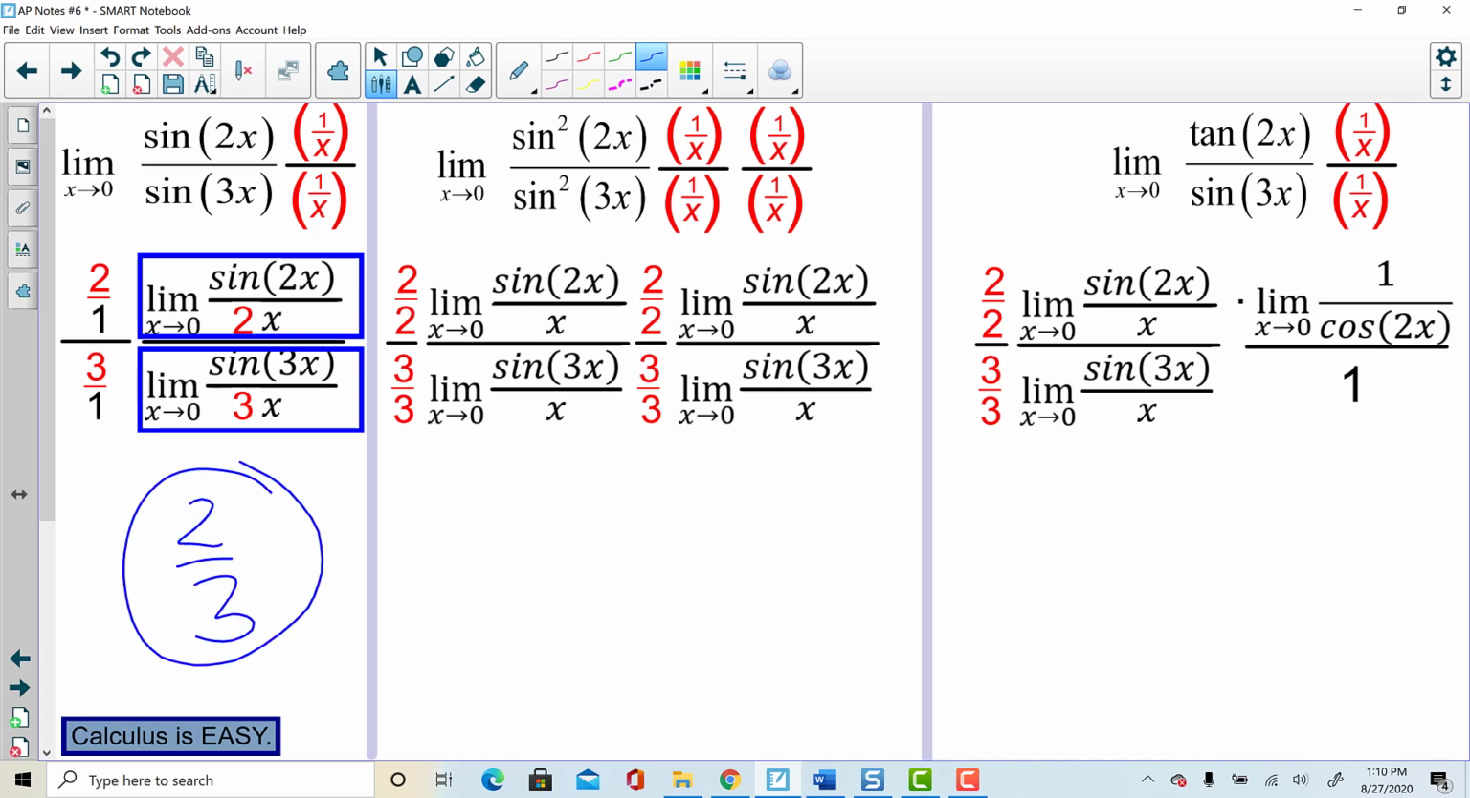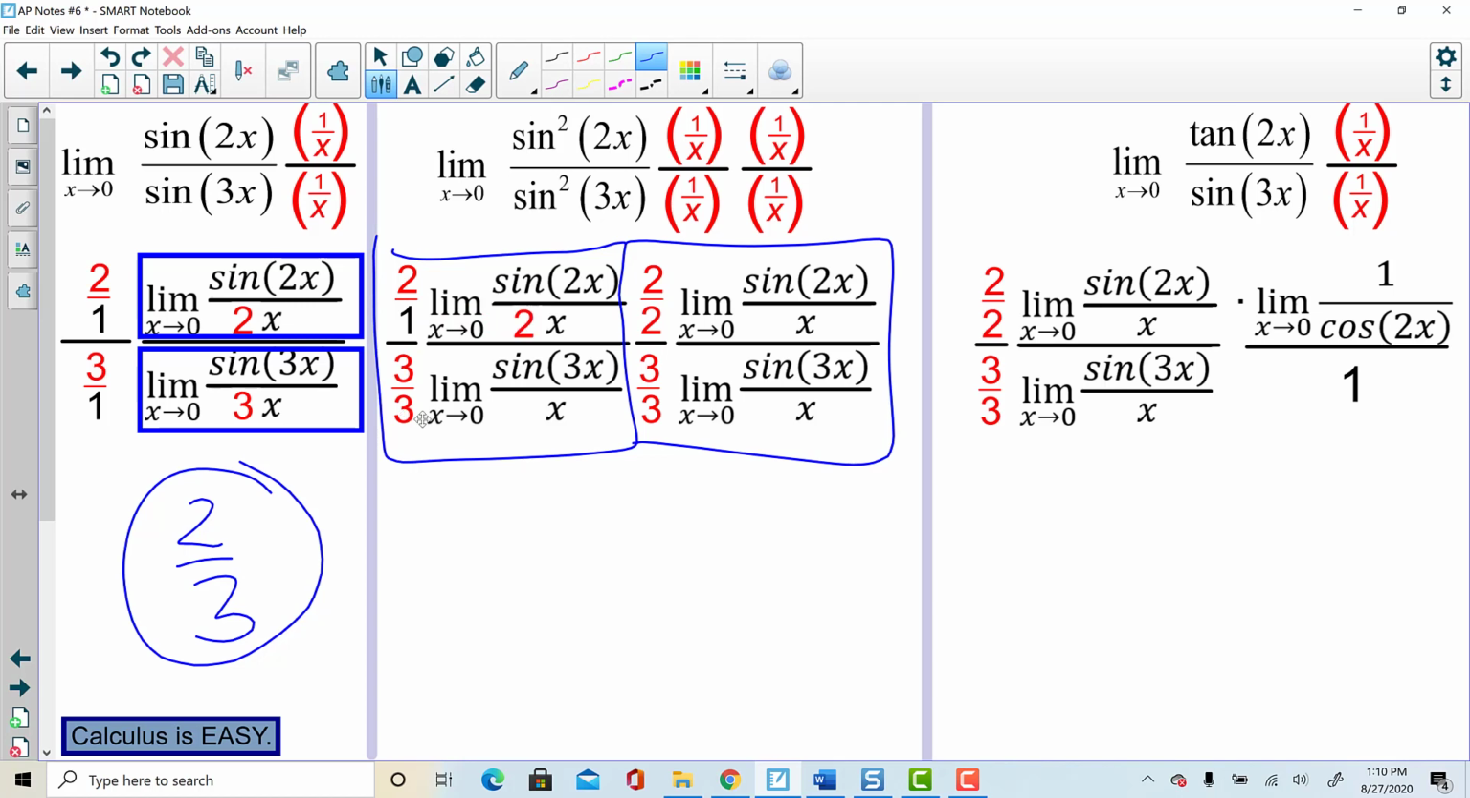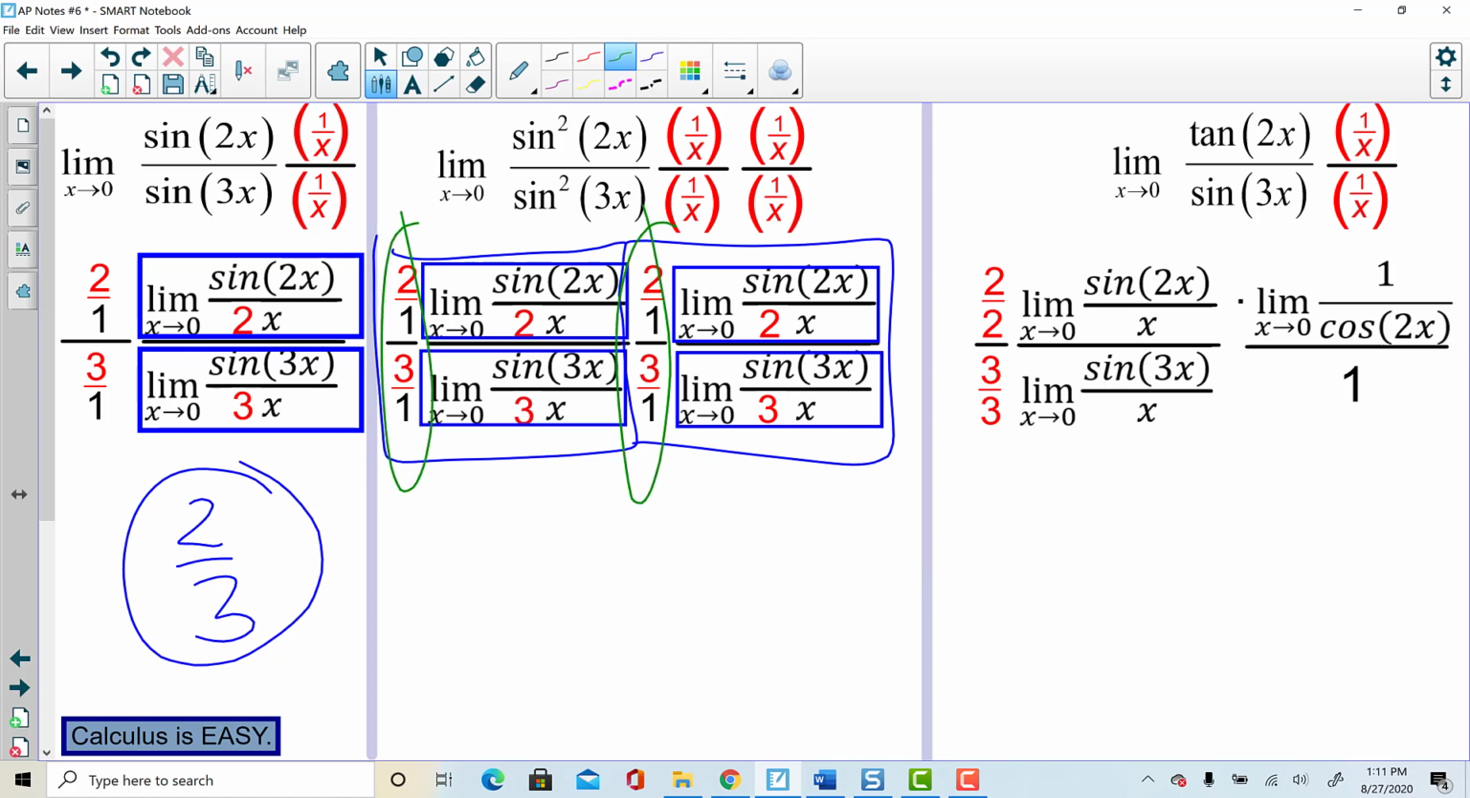Now the example in the middle is the same thing, it's just squared. So we're basically just going to have two of those things. So again, we can bring in the 2, we can bring in the 3, and again bring in the 2 and the 3. Okay, again, those limits inside the blue boxes are special limits, so they all cancel to 1. And we're left with 2/3 times 2/3.